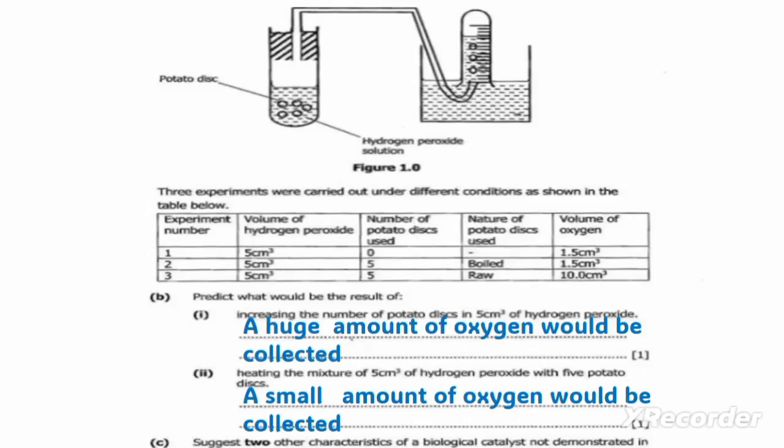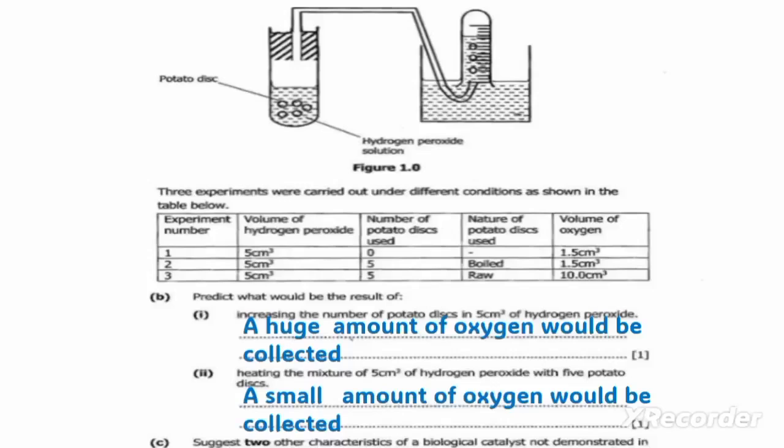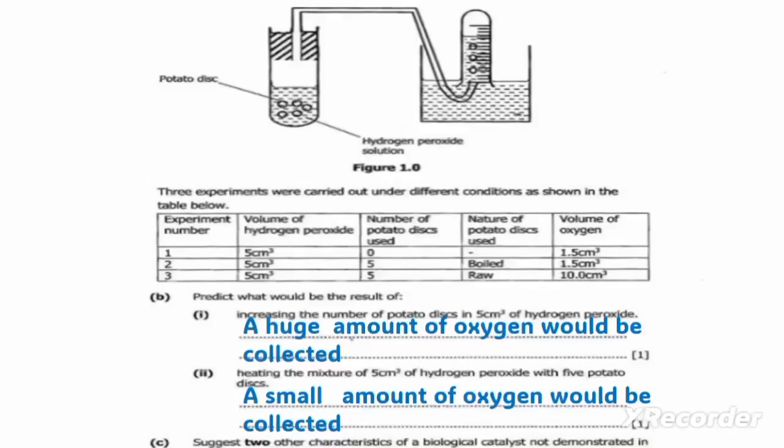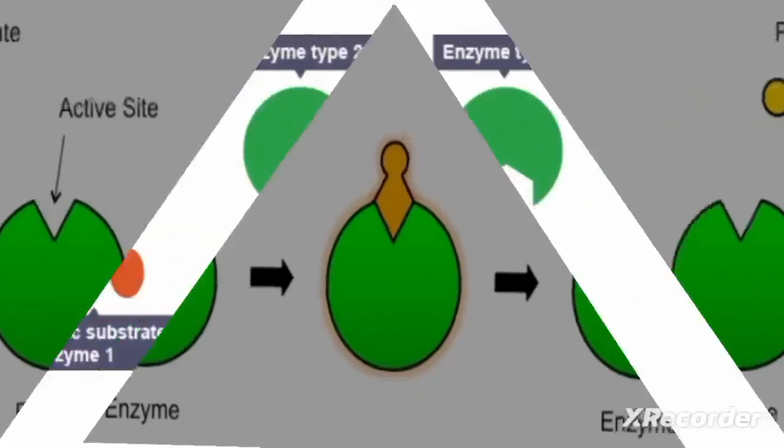So we have seen that the enzyme found in the potato discs is affecting the rate of reaction. And when the rate of reaction has been affected, even the product of the reaction will be affected. We shift to the next question, which is question E.